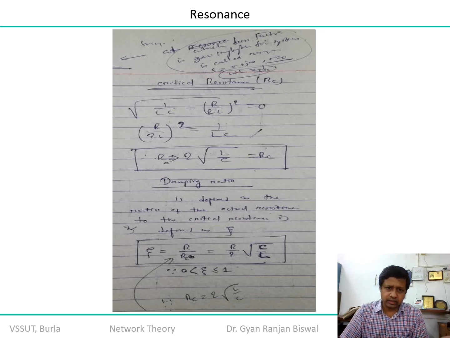Okay. Damping ratio, as I have told you, is defined as the ratio of the actual resistance to the critical resistance, and is denoted by zeta. So for a resistive network, it is R by Rc. The value of Rc, the critical resistance, is already known. It is 2 root over L by C. So you can substitute here. So what will you get? R by 2 root over C by L.